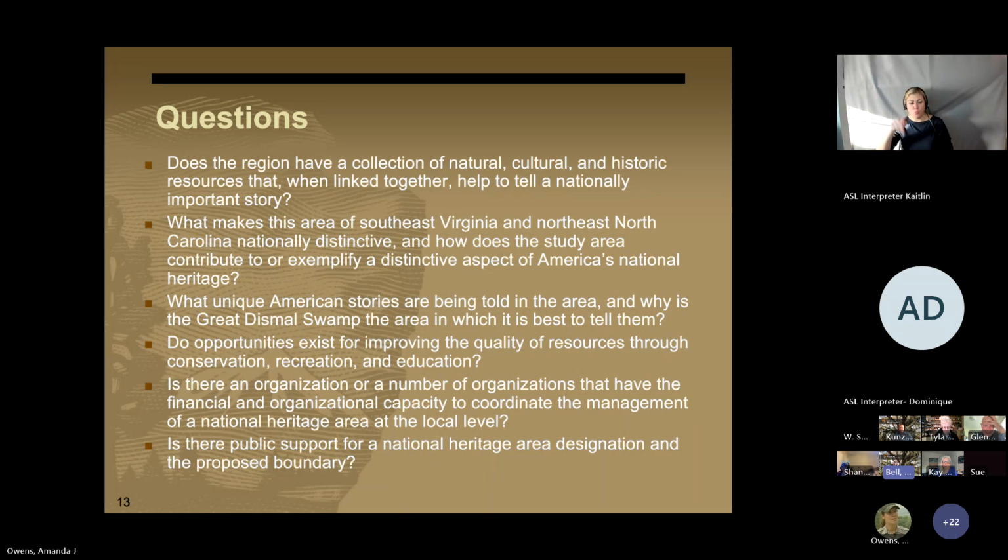And what opportunities are there for improving quality of resources through conservation, recreation, and education? We understand that a lot of that is being promoted now, but are there gaps? Are there other things that a national heritage area may help strengthen in these conservation and education and recreation areas? And again, looking for a local coordinating entity who could manage a national heritage area if one is established here, and public support.